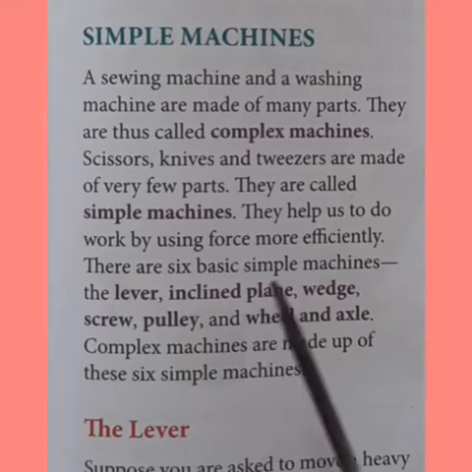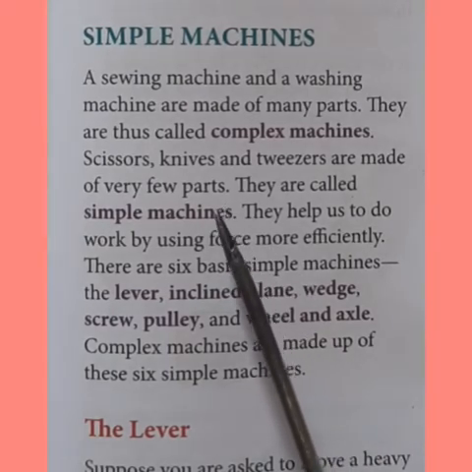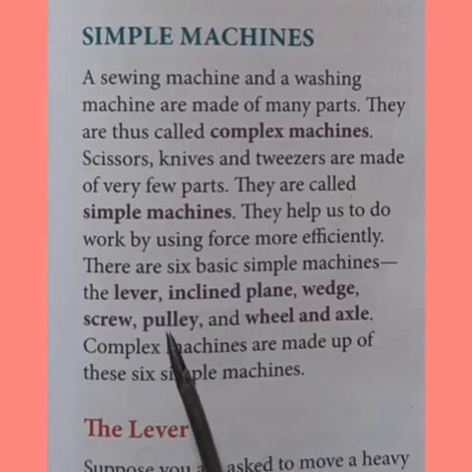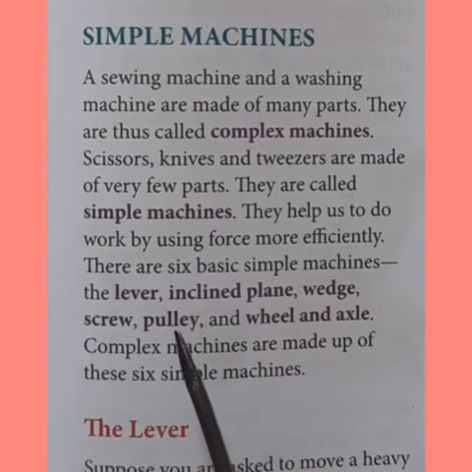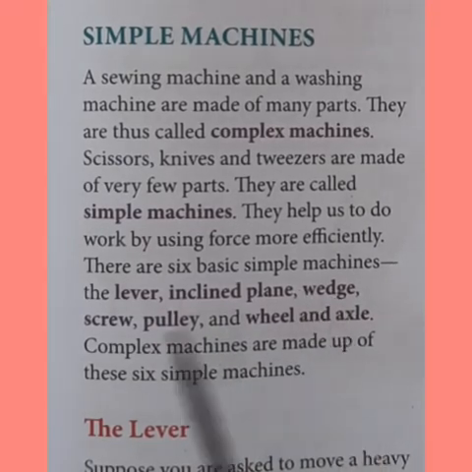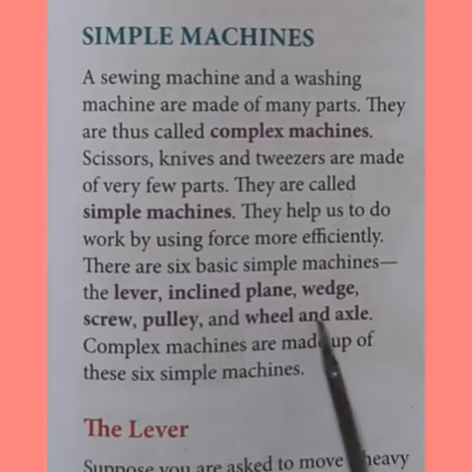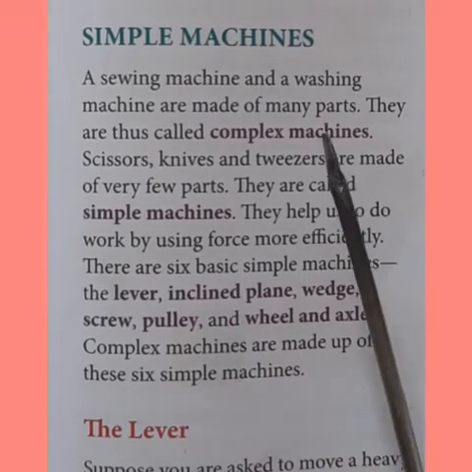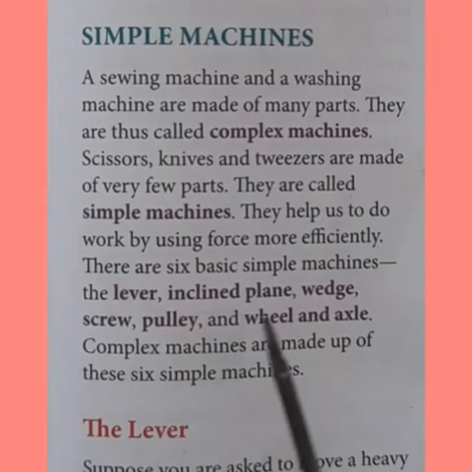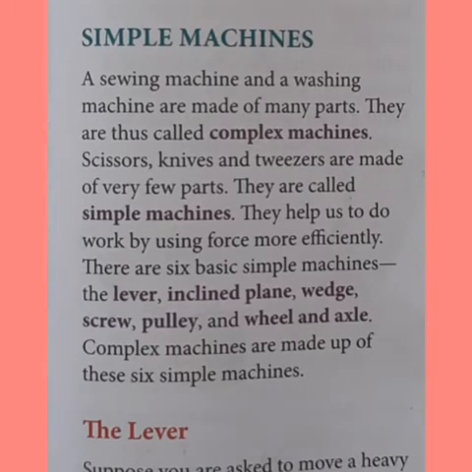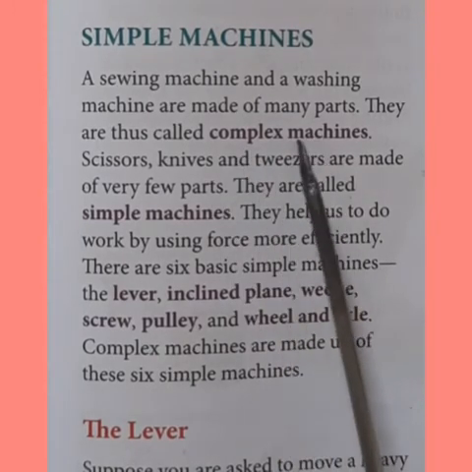So these simple machines will help us to do our work. We have six basic simple machines. It may be lever, inclined plane, wedge, screw, pulley, wheel and axle. And complex machines are made up of these simple machines. Simple machines are joined together to make a big machine, that is the complex machine.